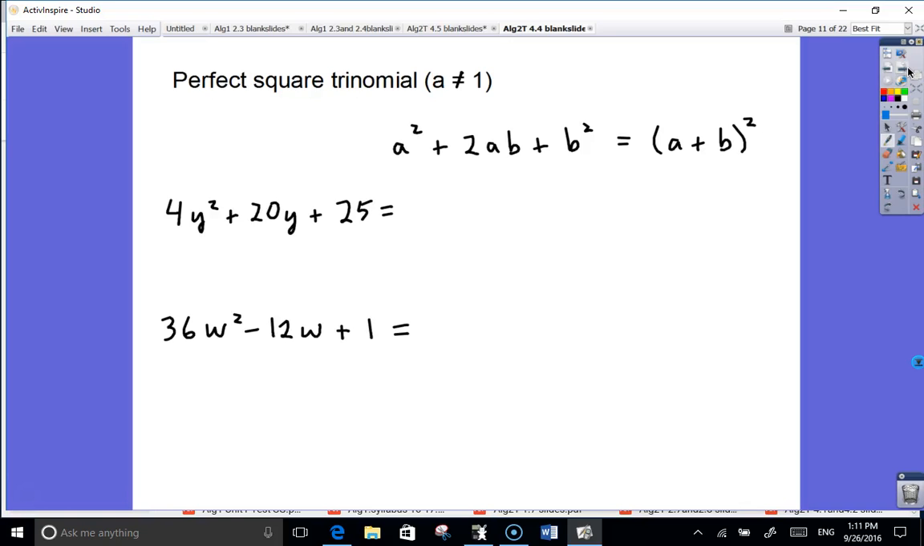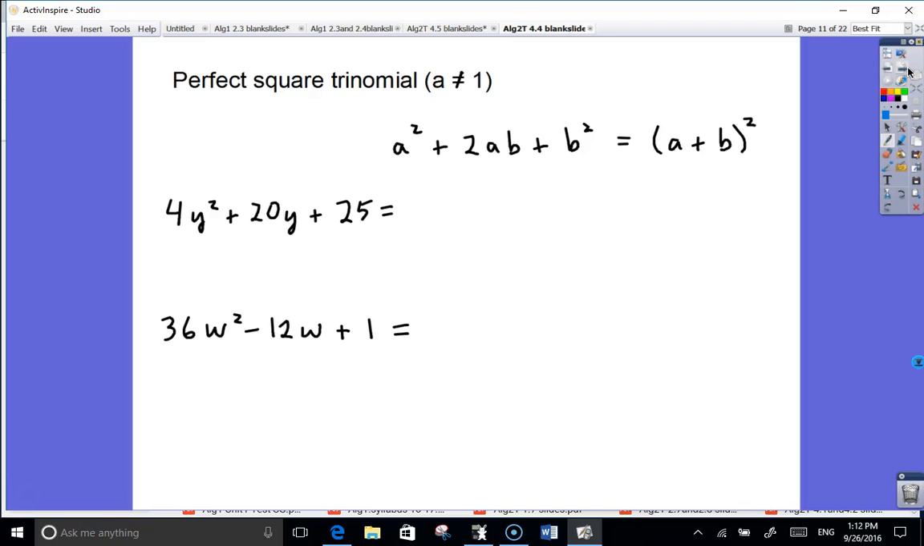And it would work. I mean, in this first one, 4 times 25 is 100. Can you think of factors of 100 that add up to 20? 10 and 10. So it would work. But sometimes these numbers get way bigger than that, and you may not want to go through all of that. What I would do is look at it and say, does it look like the first term could be written as a square and the last term could be written as a square? 4y squared and 25? Aren't those both perfect squares?